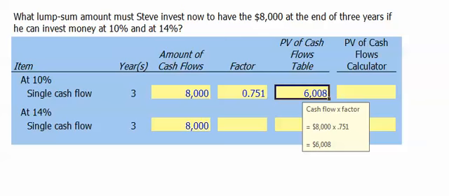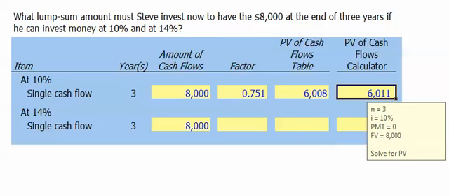If we were to solve this using our financial calculator, we would enter 3 for the number of periods, 10 for the interest rate, 0 for the payment, and 8,000 for the future value, and then solve for the present value, and we get $6,011. There's a difference between the amount we calculate using our table and the amount we calculate using our calculator, because the table has rounded values.